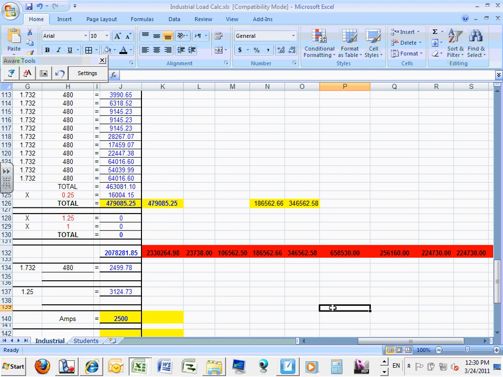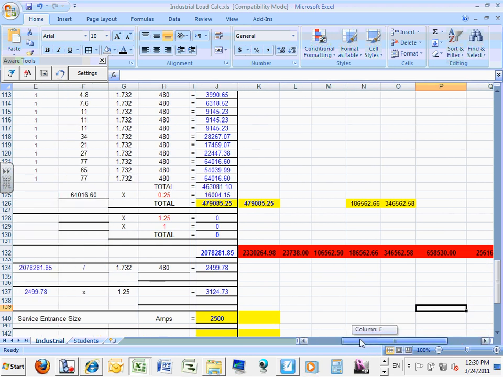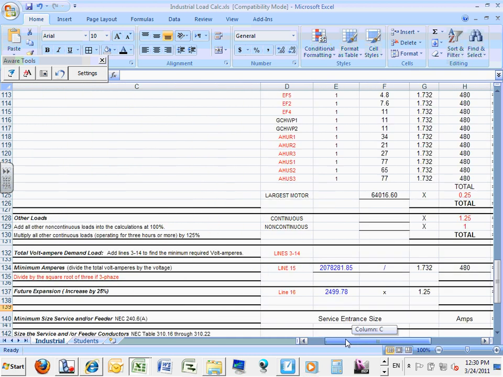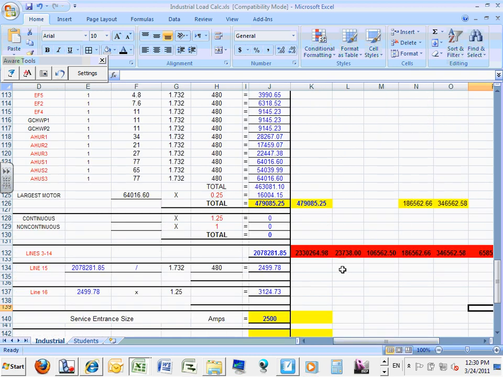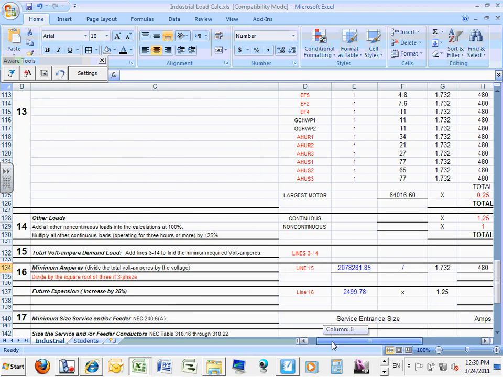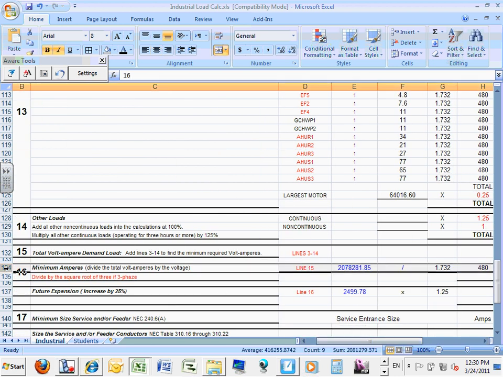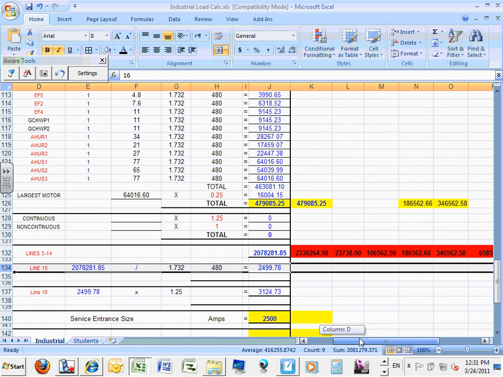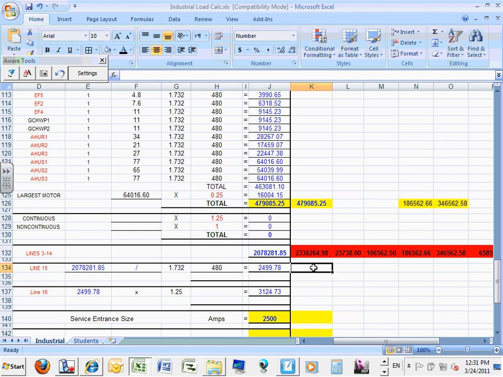Now, what do you do? The next step, guys, is to take it right here. See that step? I need the amps. What step is that here? This is minimum amps. Okay. Minimum amps. Look at this, guys.